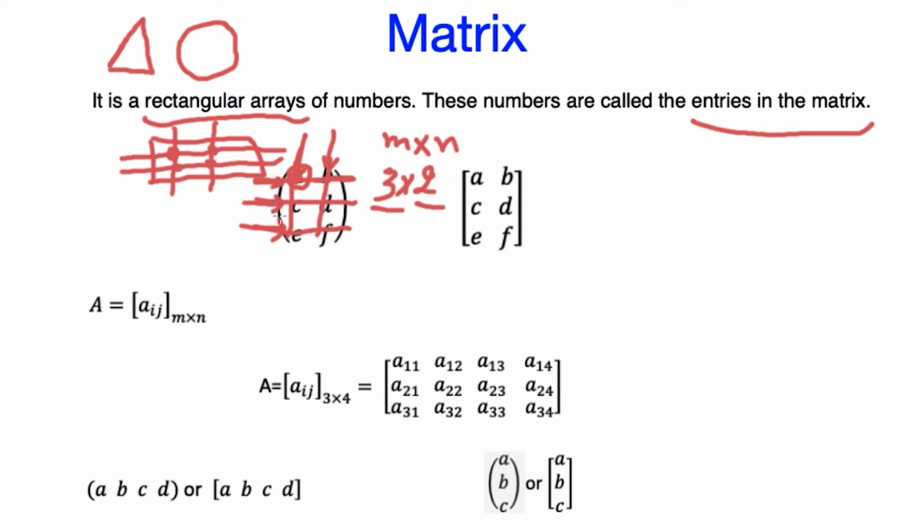And it can be represented by parentheses like this or by brackets like that. So these two matrices are the same. There is no difference between representing a matrix by brackets or by parentheses. And we can define a matrix like that: we say that matrix A is represented by m rows and n columns, and a_ij is the entry at the i-th row and j-th column.